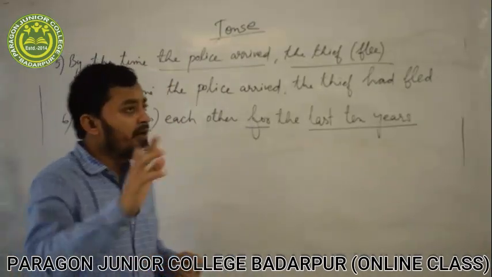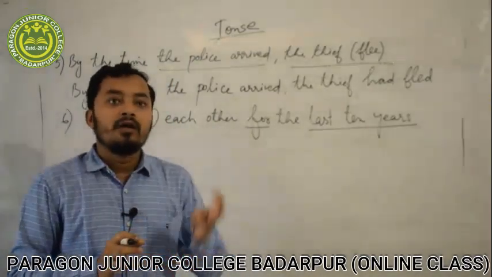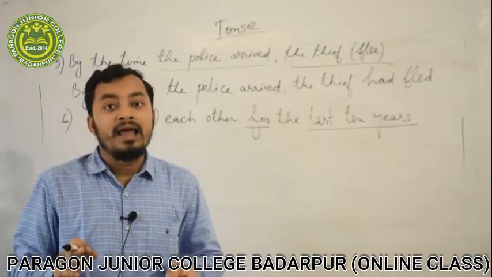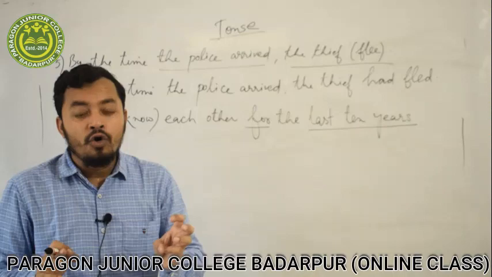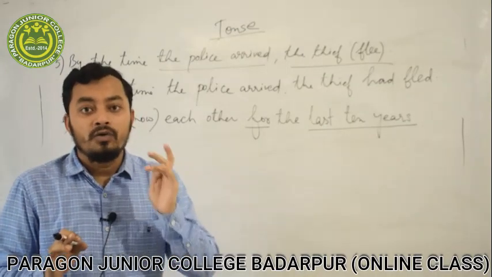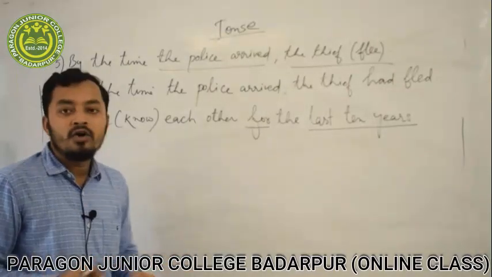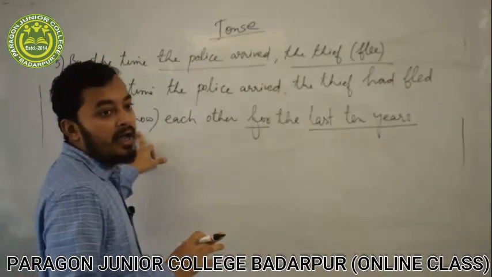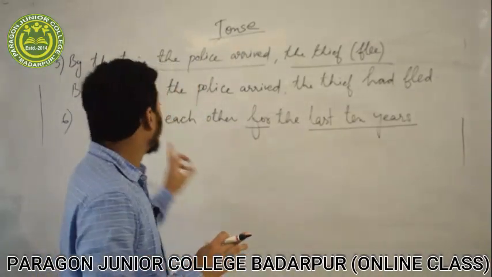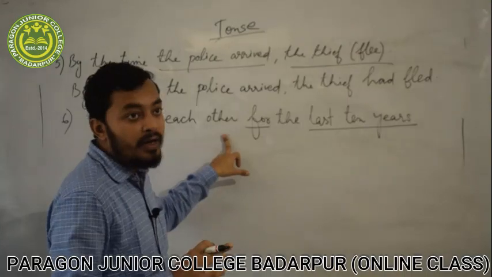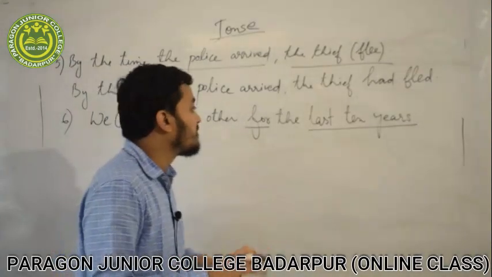So there are some words like this, words like feel, smell, taste, know, hear, love, understand, wish, want. These are the verbs which are called non-continuous or discontinuous verbs. So know here is a non-continuous or discontinuous verb. So we have to use what? Present perfect tense as per rule.